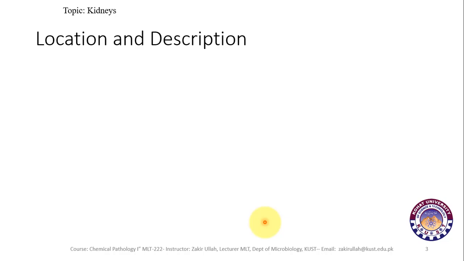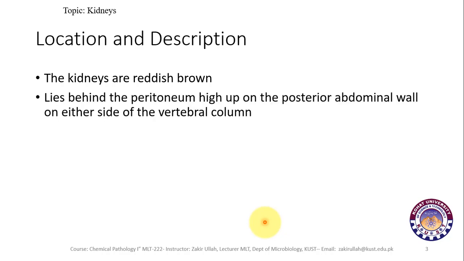So, the first thing is the location and the description of the kidneys. The kidneys are reddish brown, dark red in color, and they lie behind the peritoneum, high up on the posterior abdominal wall, the back side wall of the abdomen, on both sides of the vertebral column, the right and the left.